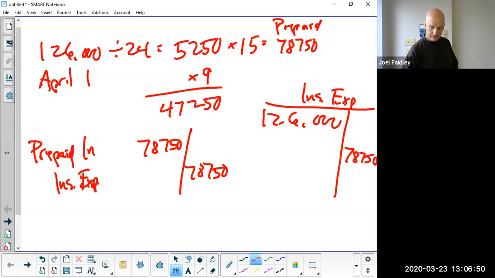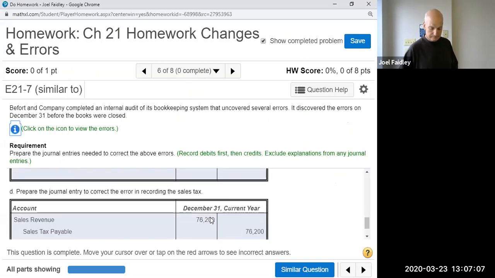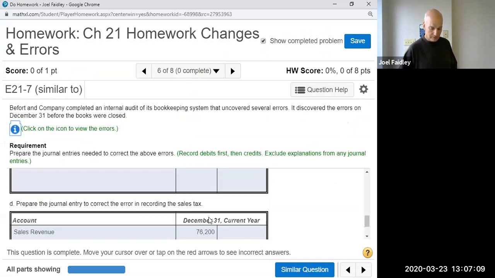That's a T account there, if you're wondering what that is. We're out of space. There it is, prepaid insurance, end of the year. 15 months left. Guess I kind of worked that the hard way.